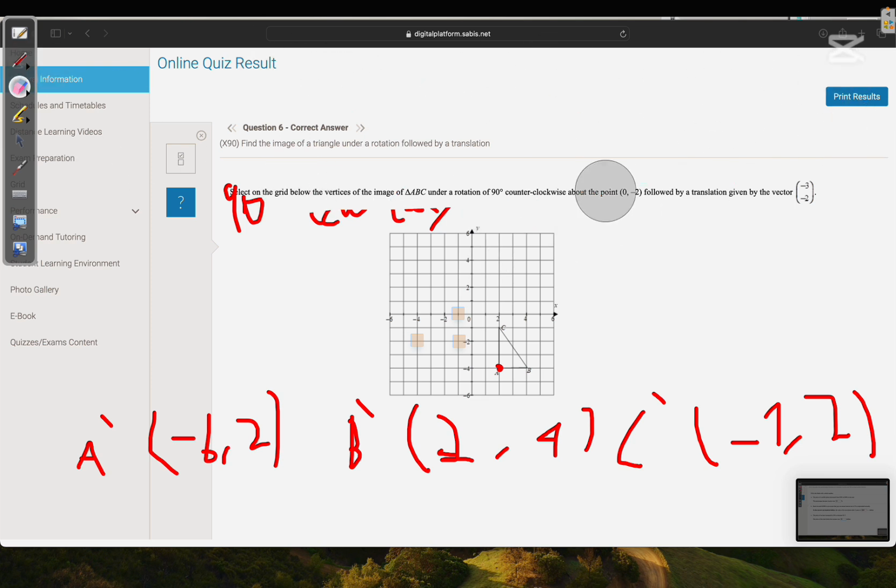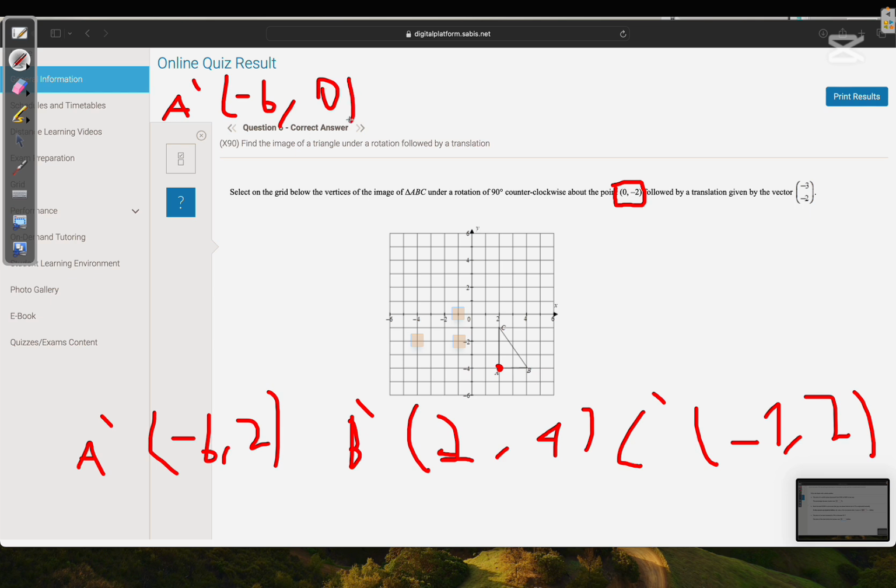Now from here we need to return it to as if we're actually rotating at 0, -2. So how do we go from the origin to 0, -2? We subtract 2 from y. So A prime becomes -6, 0. B prime becomes 2, 2. And C prime becomes -1, 0.